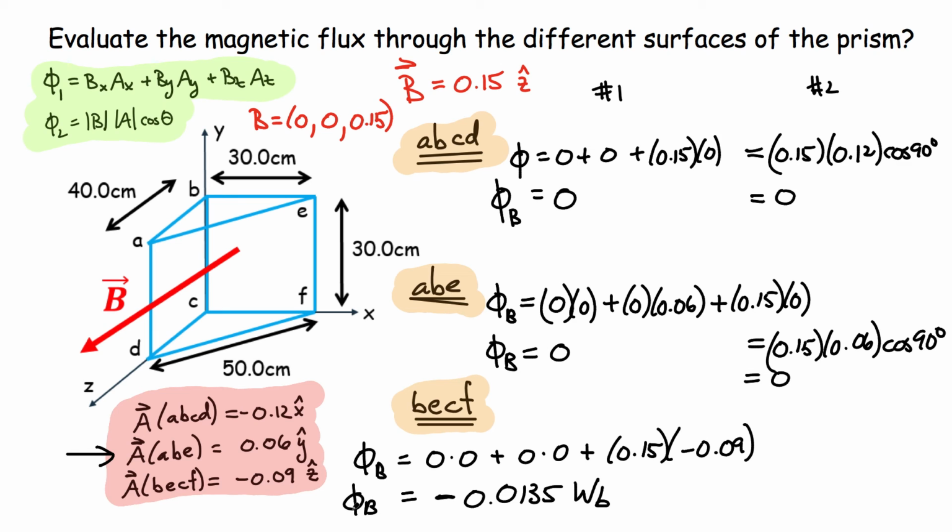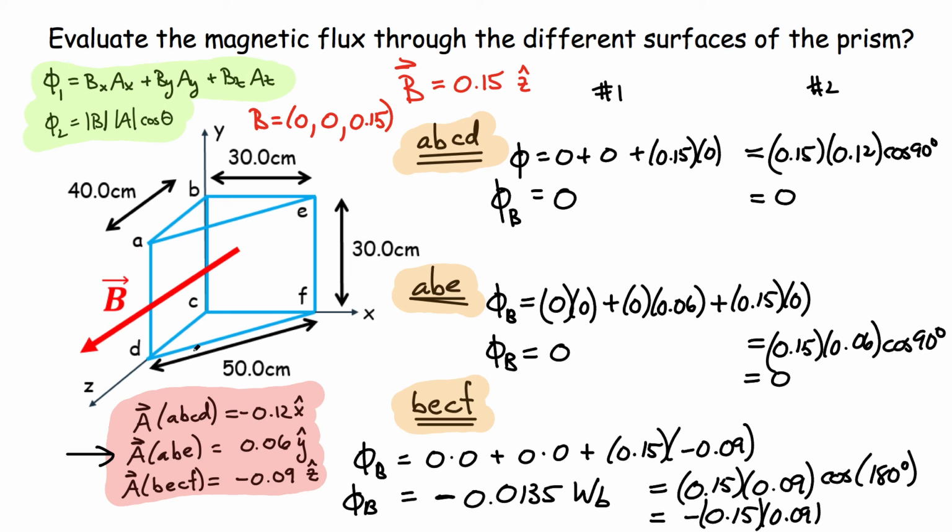All right, how about if I use my second definition? The second definition would be the magnitude of B, which is 0.15, multiplied by the magnitude of the area, which is 0.09, and now cos of the angle between both of those vectors. In this case, it's cos of 180 degrees, and cos of 180 degrees gives me the negative sign that I had in the previous case. So 0.15 multiplied by 0.09. You notice you're going to get the exact same number. You're multiplying the same two numbers together.